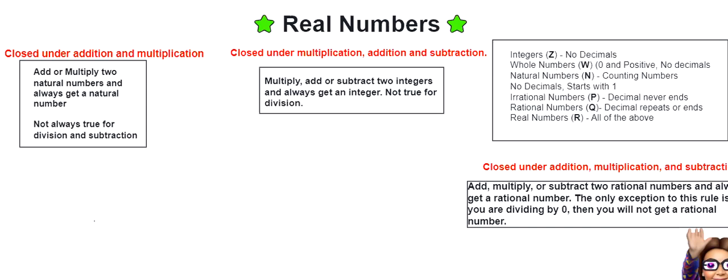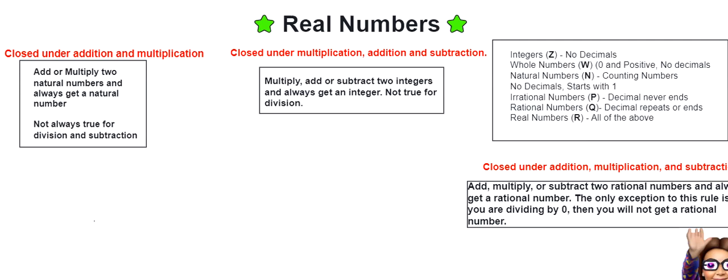This is just some additional information I'm going to give you. It might help you, it might not. I will add some examples to it, but it's just a little more clarification for you. So let's take a look at the first one. I'm going to change my pen color here. All right, it says, add or multiply two natural numbers and always get a natural number. So if you perform the operation and you get that set of numbers, then that says that it's closed under addition and subtraction or multiplication.